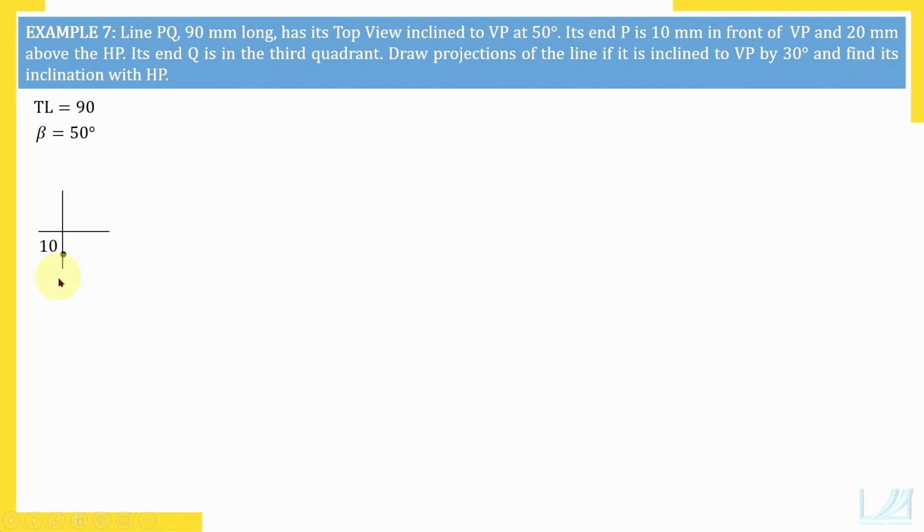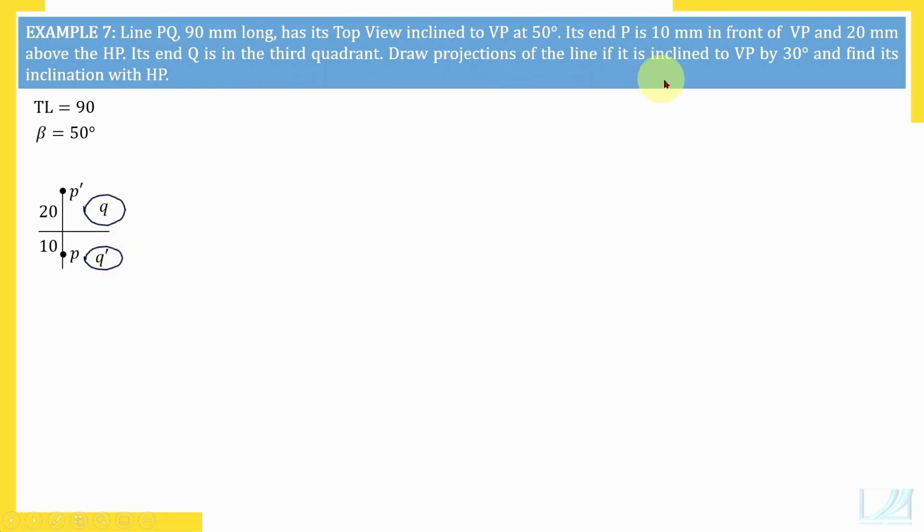10 millimeter in front of VP. Top view gives distance from VP. So I measured 10 millimeter in front of the XY line. And 20 millimeters above HP. So 20 millimeters above the XY line you measure and get P dash. Okay, what else is given? Its end Q is in the third quadrant. That means top view above, front view below. Yet the distances or exact position of Q and Q dash we don't know, that's why I made a circle, but at least we are sure that top view is above and front view below.